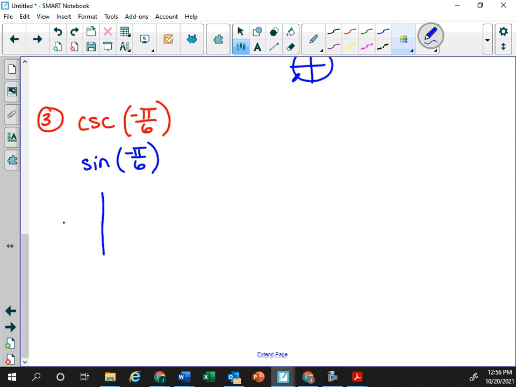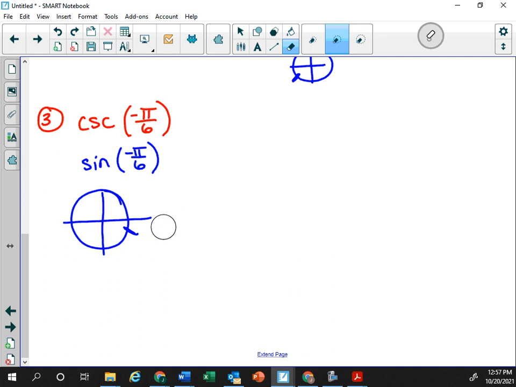Negative pi over 6. What quadrant is negative pi over 6 in? Fourth quadrant. Positive pi over 6 is in the first. Where would negative pi over 6 be? Do you see it going backwards that same distance? It's down here. This is where negative pi over 6 would be. Coterminal angles from last time, remember? Negative pi over 6, that's the same as 11 pi over 6. You've got to be comfortable going both ways on the circle, guys.